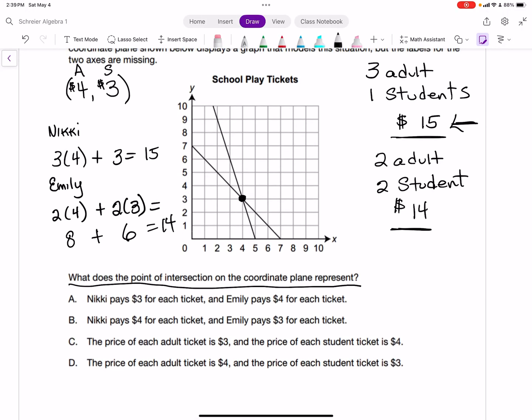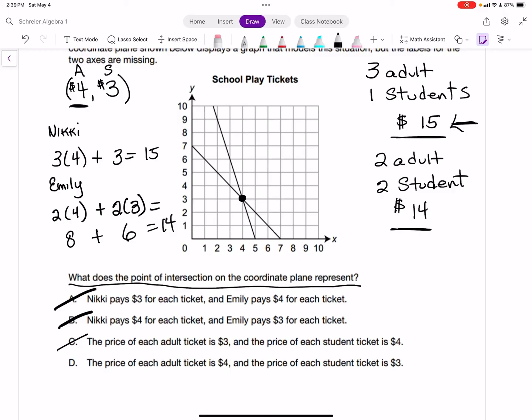So Nikki pays $3 for each ticket. That's not right. Nikki pays $4 for each ticket. That's not right. We want the prices of the adult and the student tickets. That doesn't even make sense. So the price of each adult ticket is $3. Well, that's not right. It's $4. We just said the price of the adult tickets is $4, so that's gone.